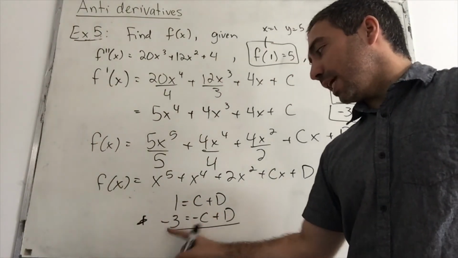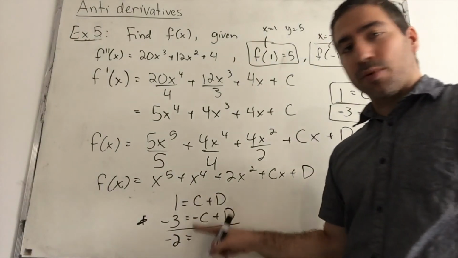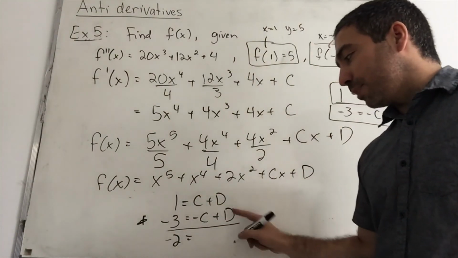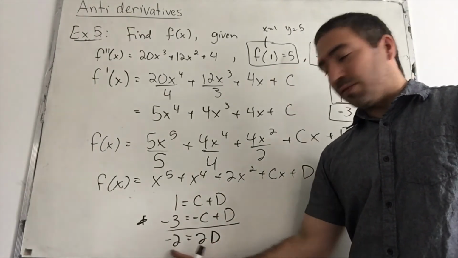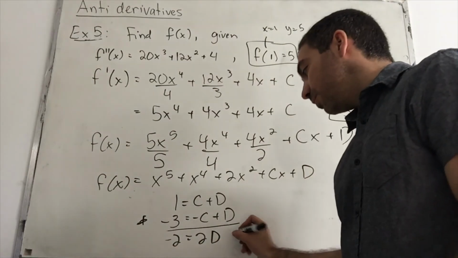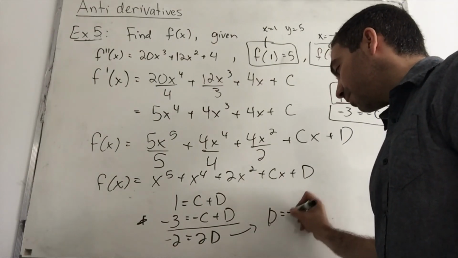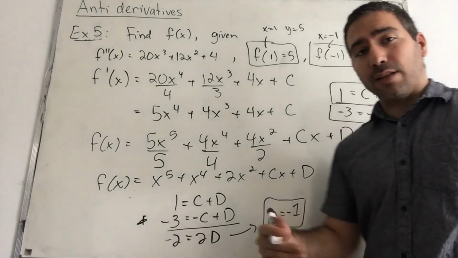So 1 plus negative 3 is negative 2 equals c plus negative c, same number, opposite sign. They cancel, and d plus d is 2d. So now we have one equation with one unknown. So we could solve for d. Dividing both sides by 2, we get d equals negative 1. Okay, so we found the value of d. Now let's go find the value of c.